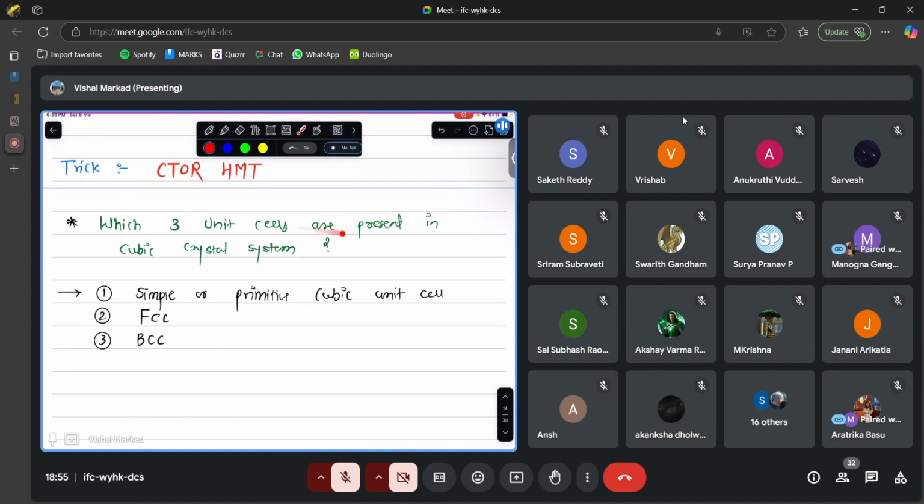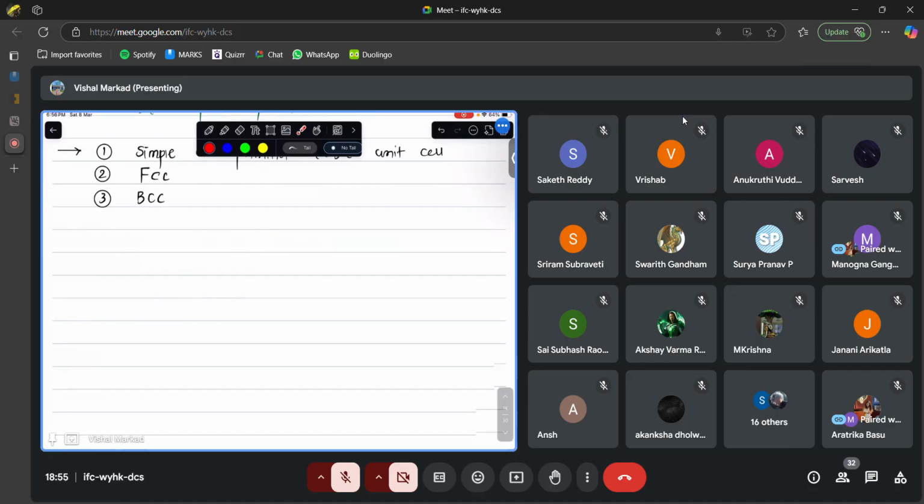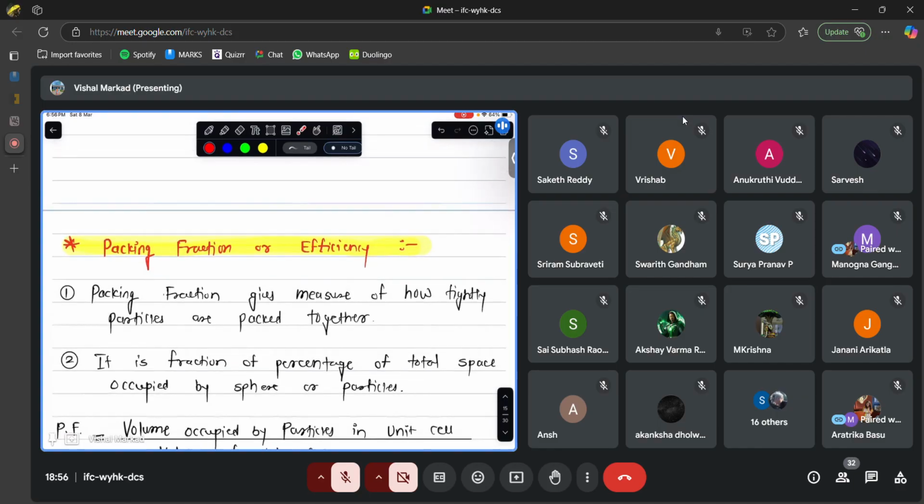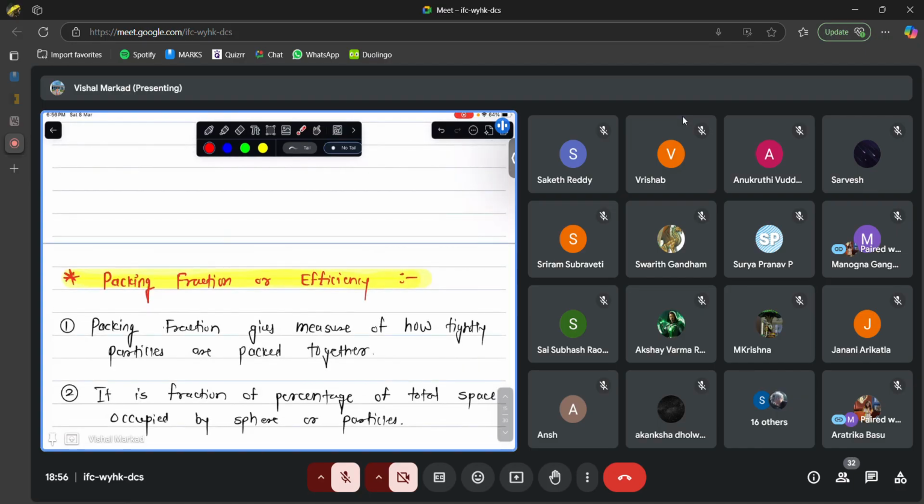Which 3 unit cells are present in the cubic crystal system? Simple or primitive unit cell, face centered and body centered. Now next one, packing fraction or efficiency. This part is very easy. How will we study it? Let's say you are present in a class. There will be a certain volume of that room, right?